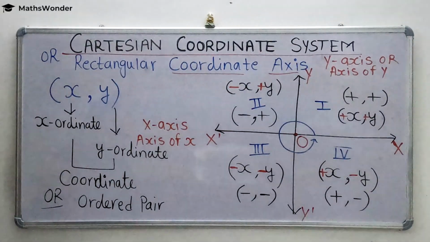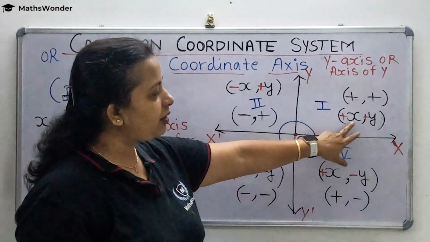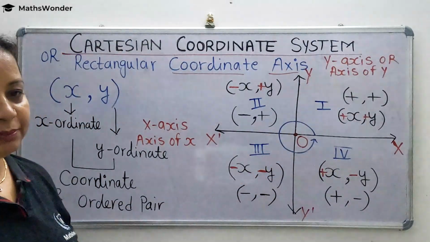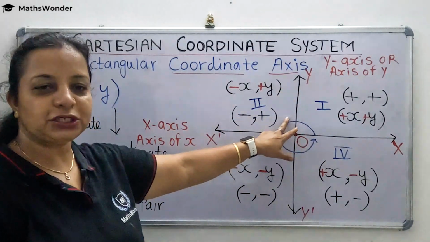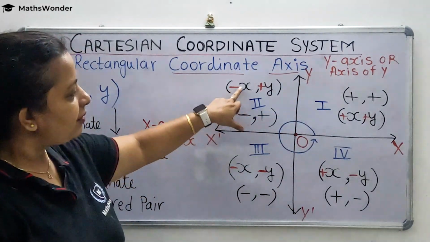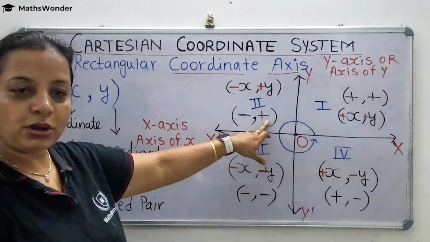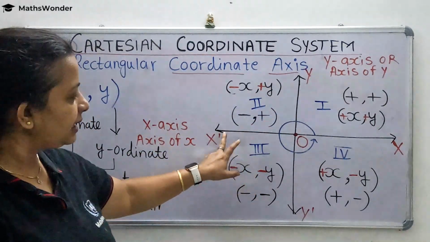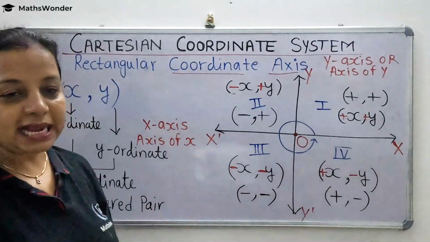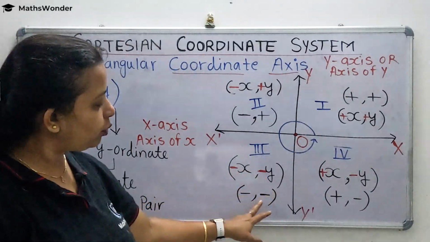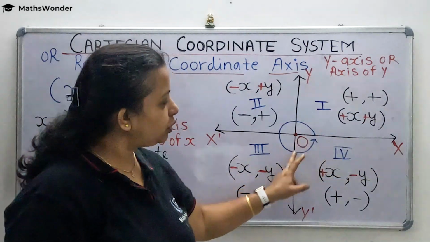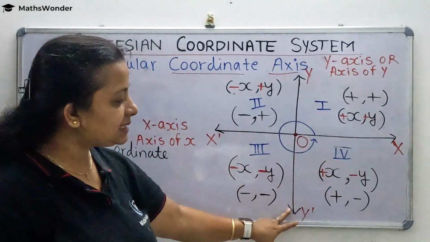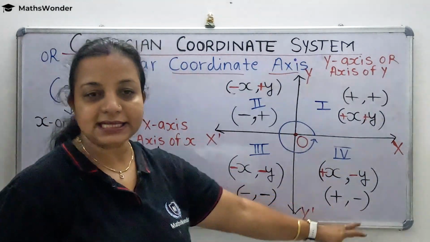In the first quadrant, x is positive, y is positive. So both signs are positive. In the second quadrant, x is negative, y is positive. In the third quadrant, x is negative, y is also negative. So both x and y are negative. In the fourth quadrant, x is positive, y is negative.